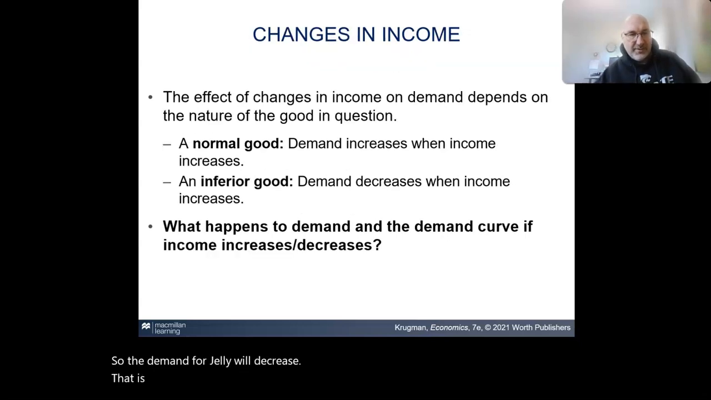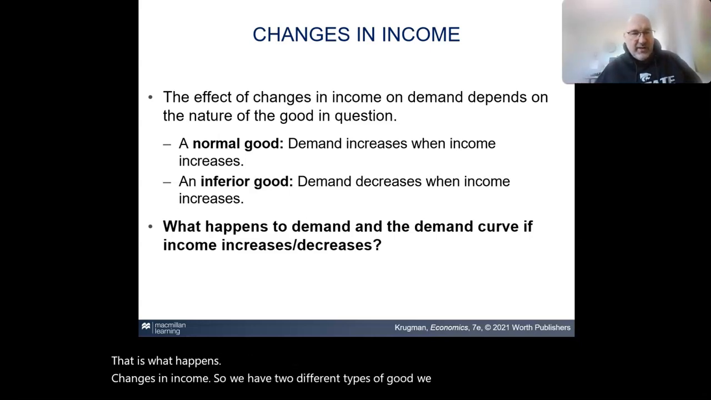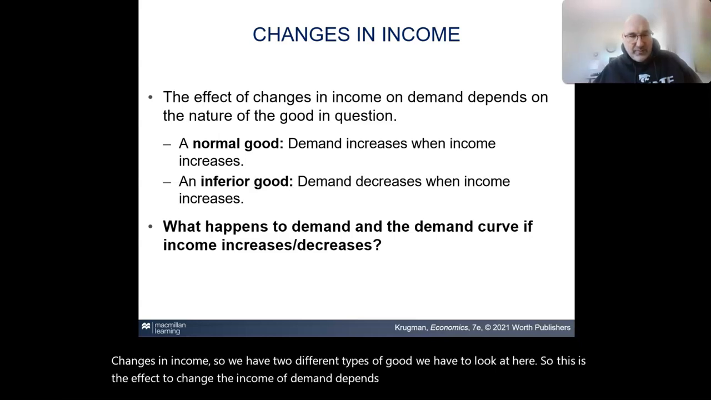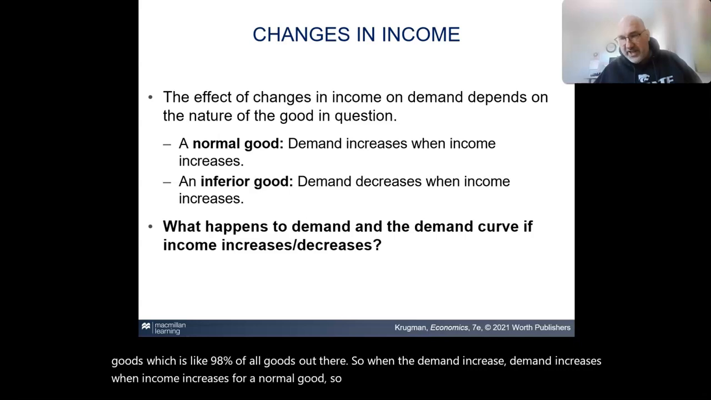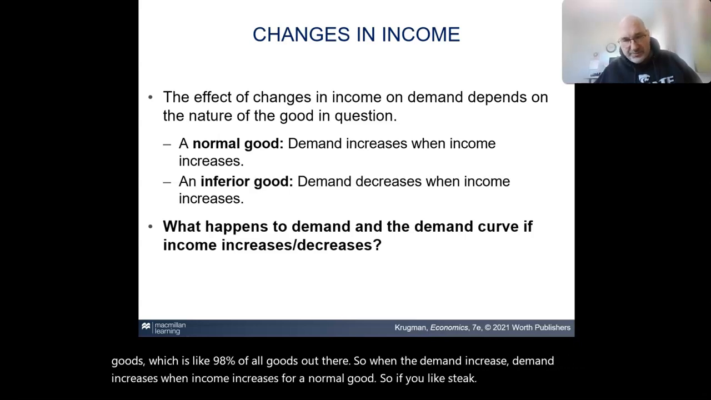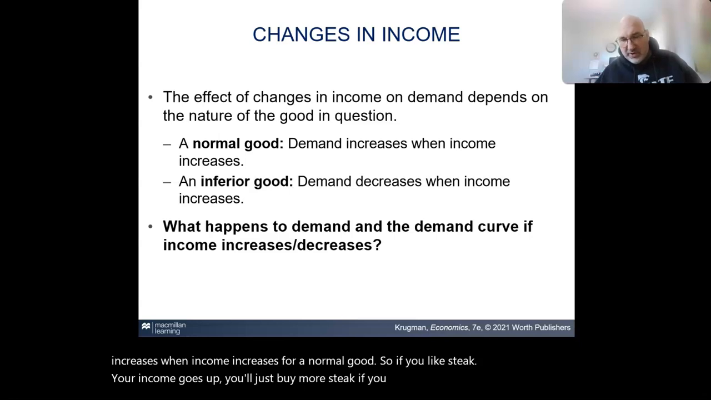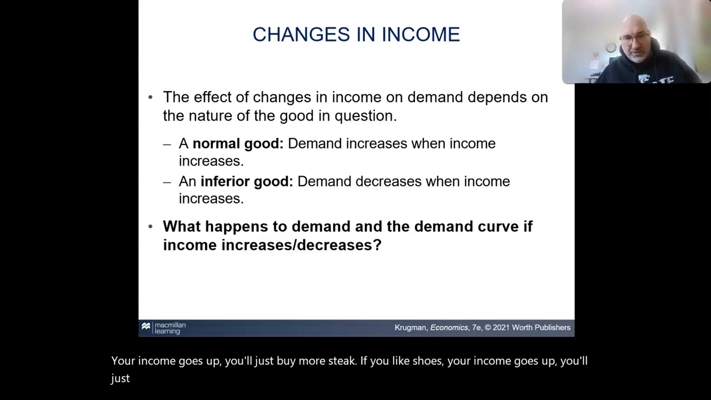That is what happens. Changes in income. We have two different types of good we have to look at here. The effect of a change in income on demand depends on the type of good. We have normal goods, which is like 98% of all goods out there. Demand increases when income increases for a normal good. If you like steak and your income goes up, you'll just buy more steak. If you like shoes, you'll just buy more shoes. Whatever it is, if it's a normal good and your income goes up, you'll buy more of it.